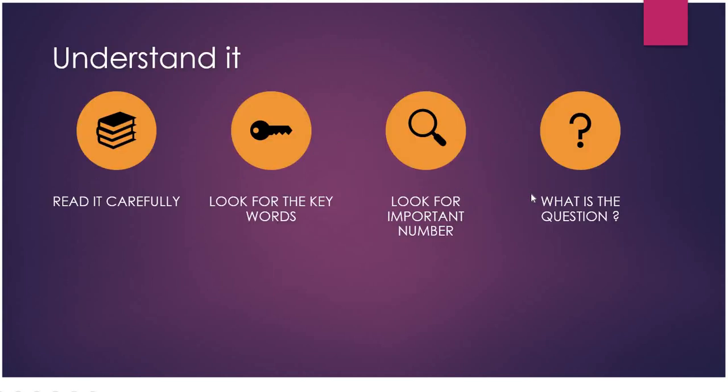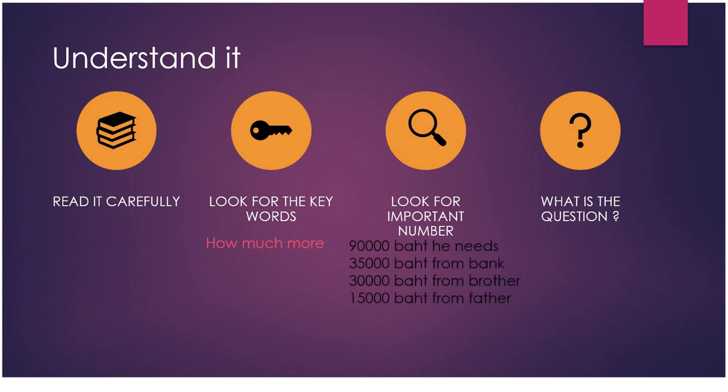So we read it twice already. We fully understand the question. We have our keywords. How much more? We know the important numbers. 90,000 baht, the money he needs. 35,000 baht loan from bank. 30,000 baht from his brother. 15,000 baht from his father. And we know the question: how much more money does Andrew need to buy a car?